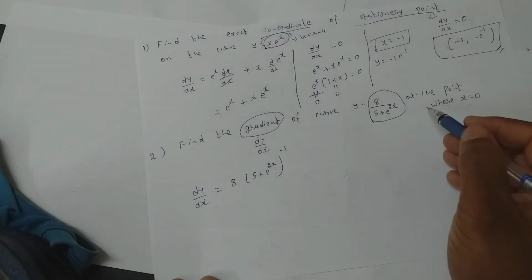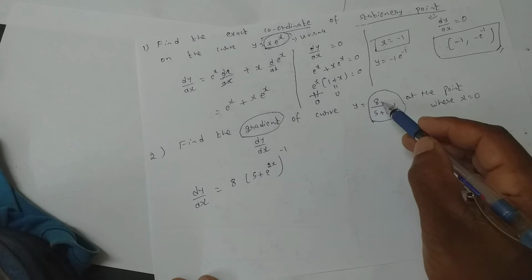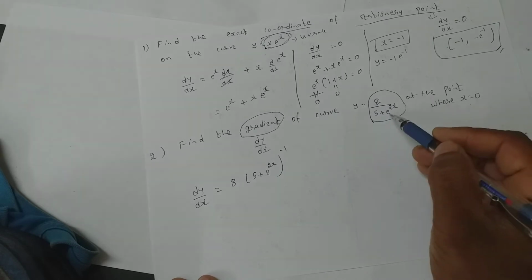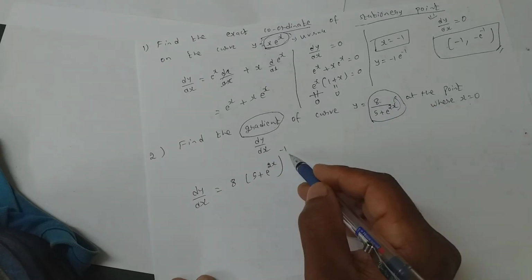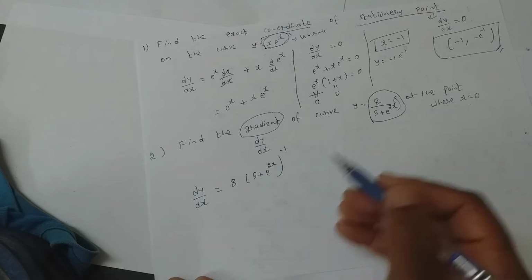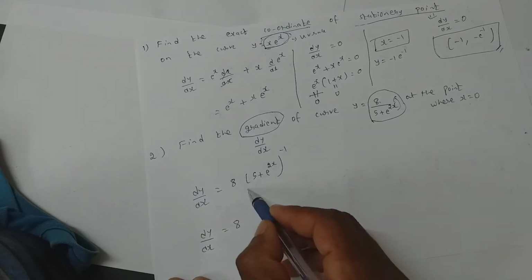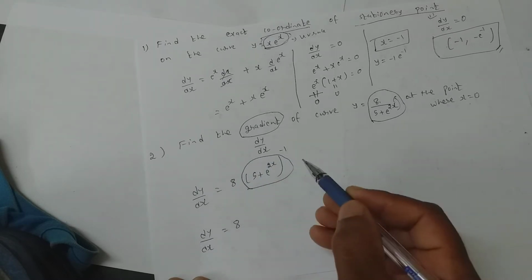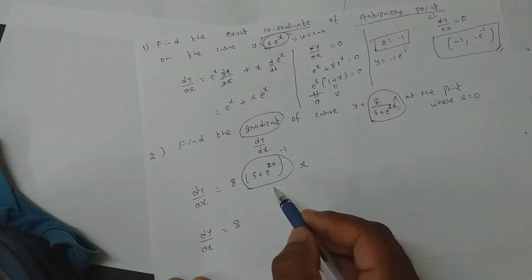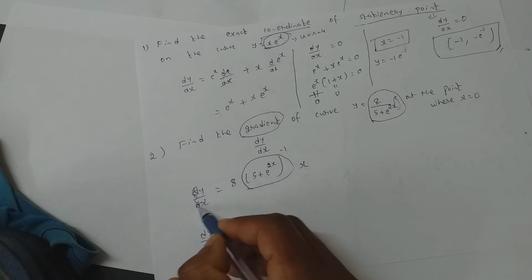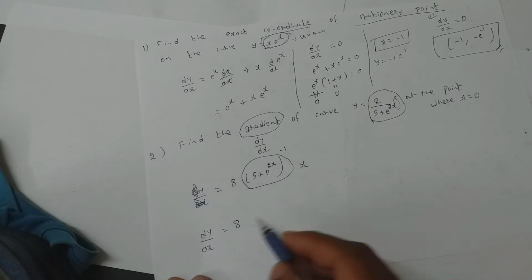Even if you do UV rule, you will get the same. But here it's not a variable, so no need of that. Just bring it up. Minus 1 you get. Now directly differentiate it. So dy by dx equal to 8 will be outside. You will assume this entire thing to be x. It's only y. So after differentiating, I get this.